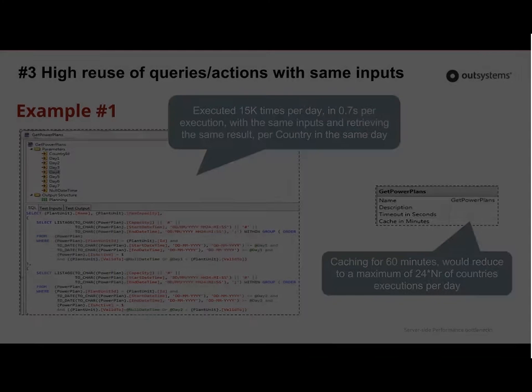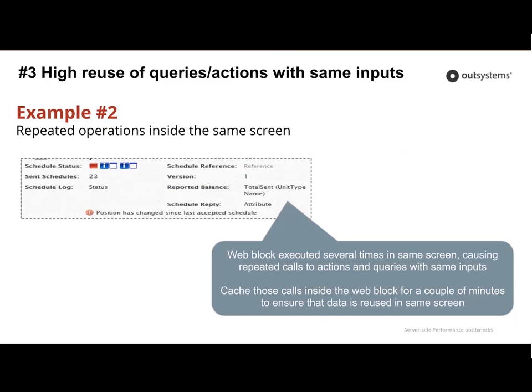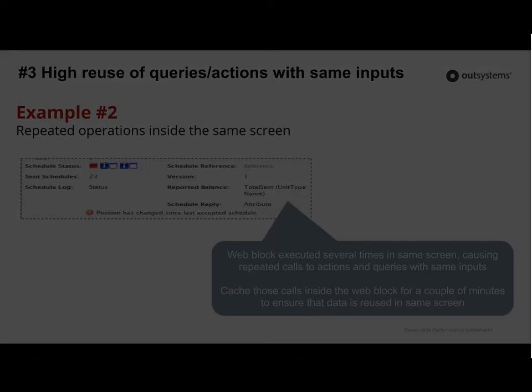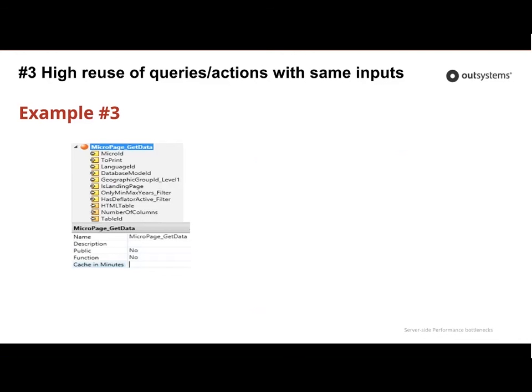Another example is inside the screen. If you have the same logic always available through a weblog, let's cache it and you'll get an improvement. And here is the example related to the screen action. Based on the inputs of your action and the information that was executed previously, you will get the same result within the minutes that you defined in the attribute caching minutes.